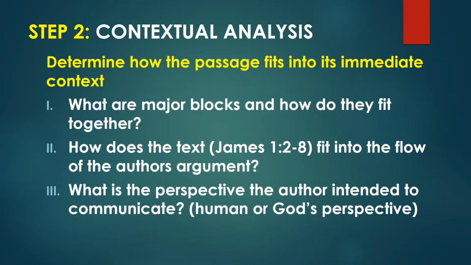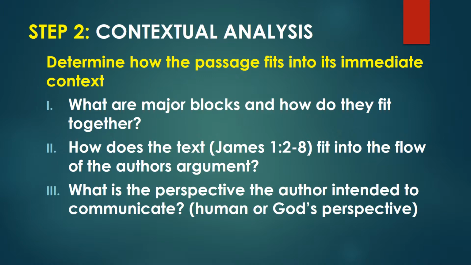It may be helpful to remove all the text numbers and paragraphs and to try to formulate your own outline. Try to see how the author's thoughts flow. You may want to pay attention to connecting words such as and, therefore, wherefore, and any other word that may indicate the start of a new thought or a continuation of the preceding thought. You want to determine how the text, in this case James 1:2-8, fits into the author's flow of thought or into the author's argument.